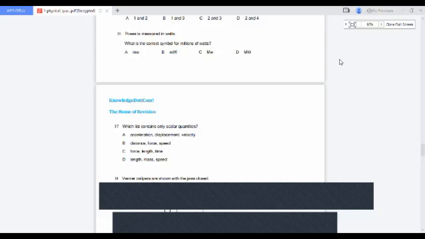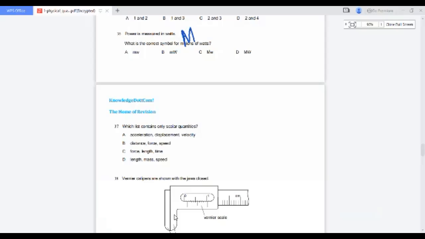The power is measured in watt, number 36. The power is measured in watt. What is the correct symbol for million? For million we have capital M, and for watt we have W. So it looks like our correct option is this one.